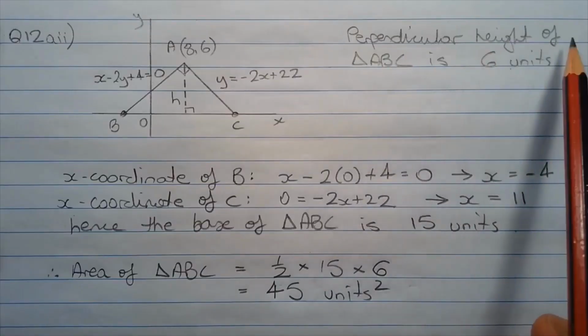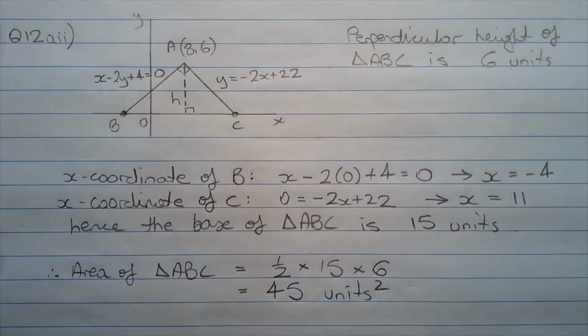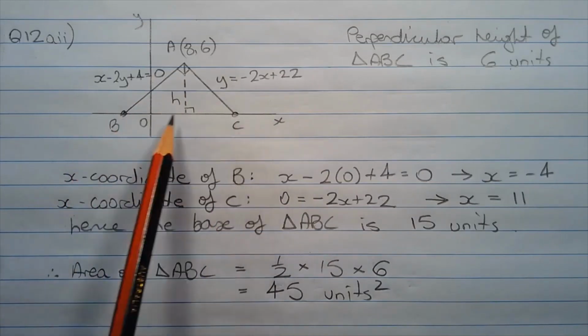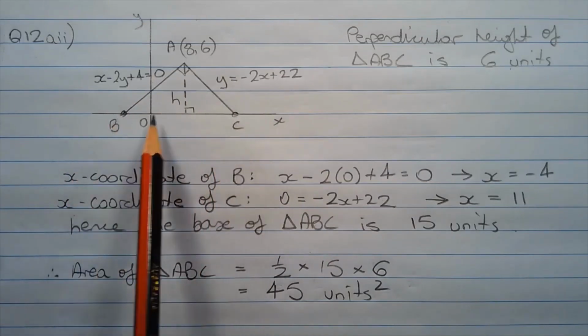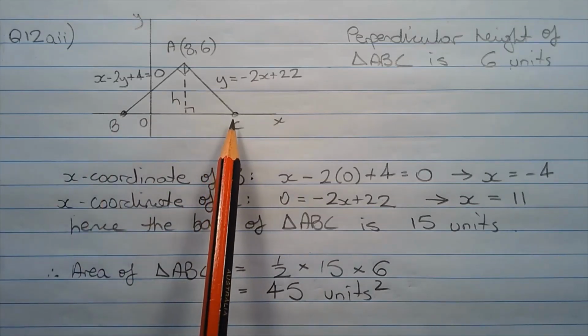The perpendicular height of triangle ABC is 6 units, and it's shown on this diagram here. So the next thing we need to determine is the length of the base of triangle ABC, so the length of BC. So we need the x-coordinate of point B and the x-coordinate of point C.